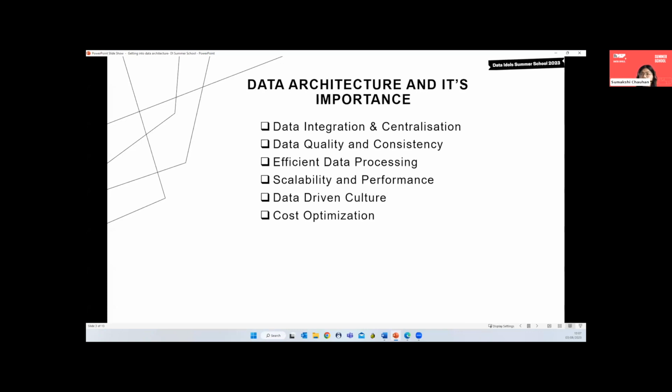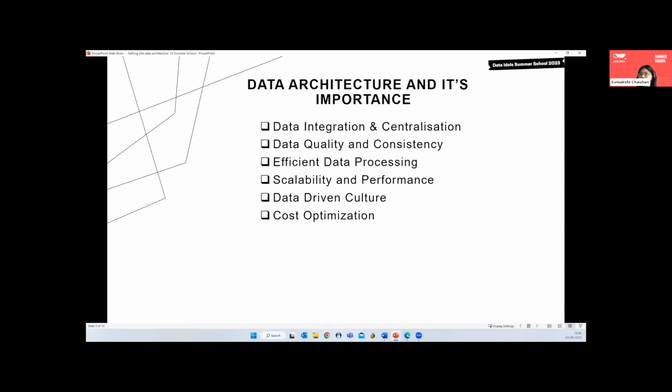Now, looking at some key points of its significance, the very first one is data integration and centralization. Data architecture provides a framework for integrating data from various sources. The data sources could be external or internal. At the same time, it also helps provide a comprehensive view of the organization's data, enabling better decision making based on the final updated information. Also, data architecture includes data quality and consistency checks and validation mechanisms almost at all steps of the process.